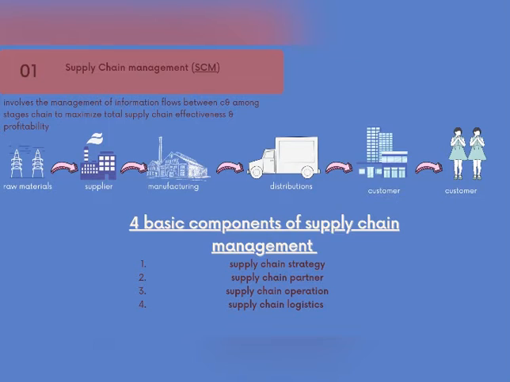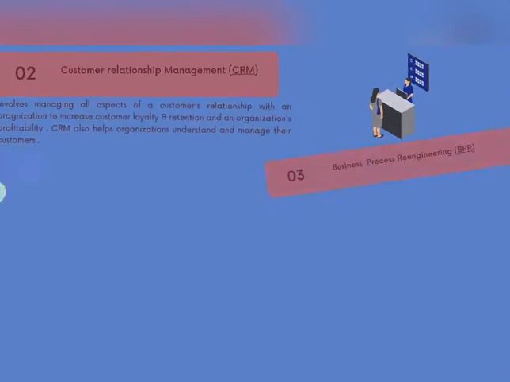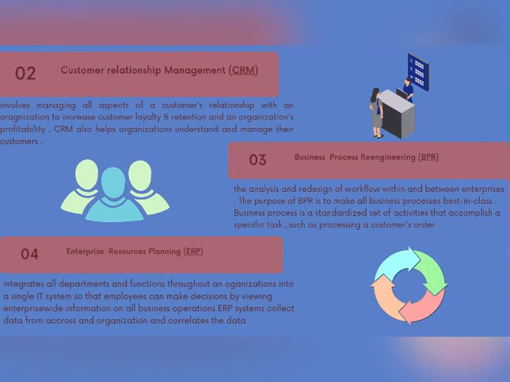SCM, Supply Chain Management. In supply chain management, there are 4 basic components of supply chain management, such as supply chain strategy, supply chain partner, supply chain operation, and the last one is supply chain logistics. As you can see, this is the explanation about customer relationship management, business process re-engineering, and enterprise resource planning.